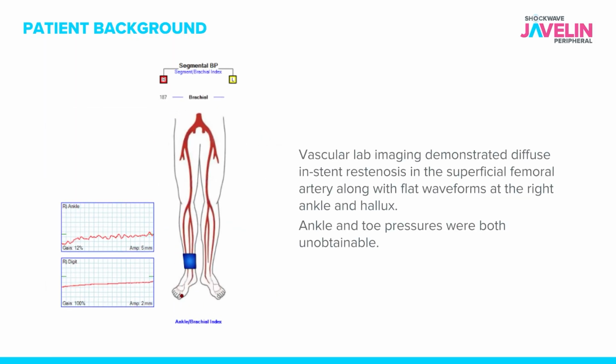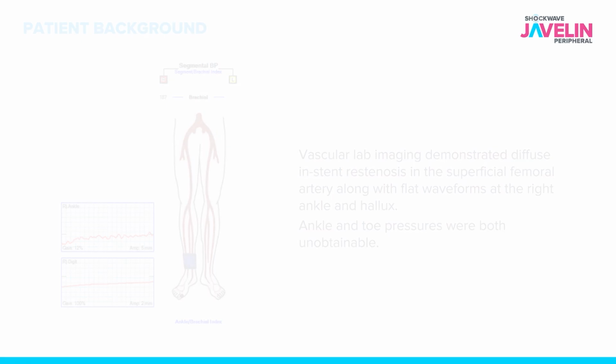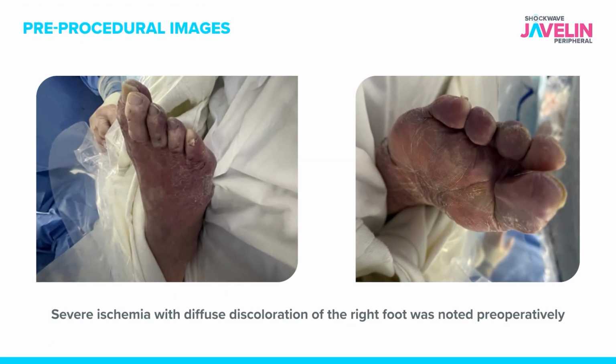His preoperative vascular lab studies demonstrated diffuse high-grade in-stent restenosis involving the superficial femoral artery with flat waveforms at the ankle and ABIs and TBIs that were unobtainable, as you can see here. Preoperatively, his foot was grossly discolored, indicating severe ischemia of the right foot with diffuse purple discoloration throughout.